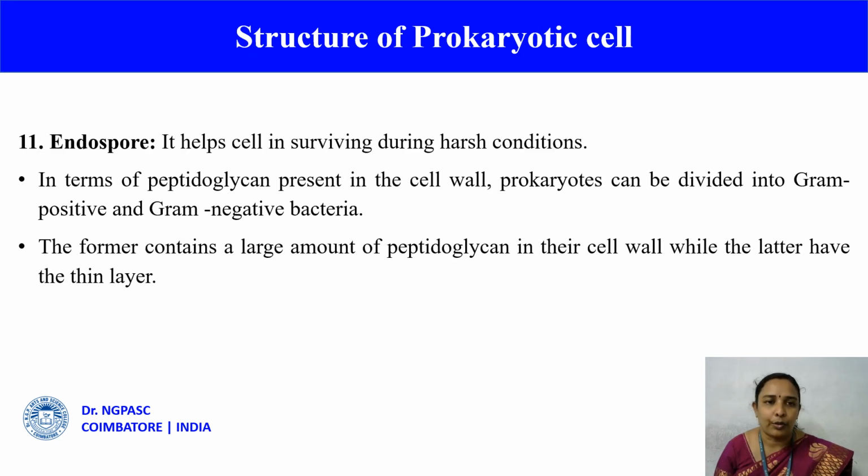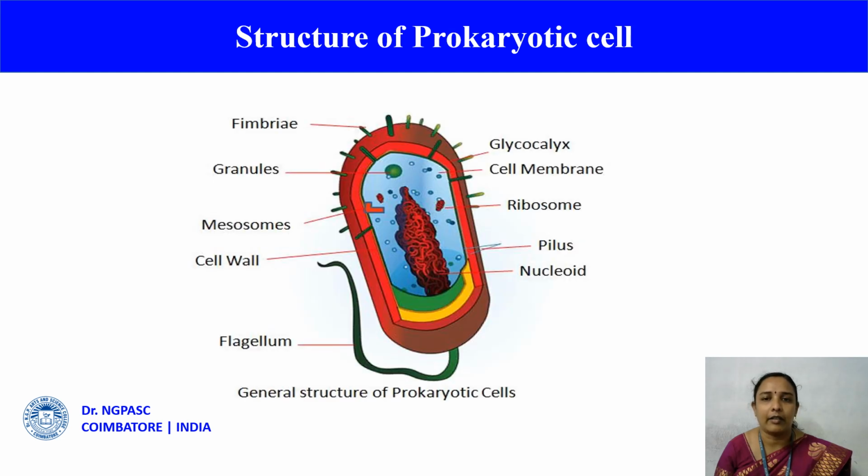An endospore helps the cell in surviving during harsh conditions. In terms of peptidoglycan present in the cell wall, the prokaryotes can be divided into two categories: gram-positive and gram-negative bacteria. The gram-positive bacteria contain a large amount of peptidoglycan, whereas the gram-negative bacteria contain a thin layer of peptidoglycan.